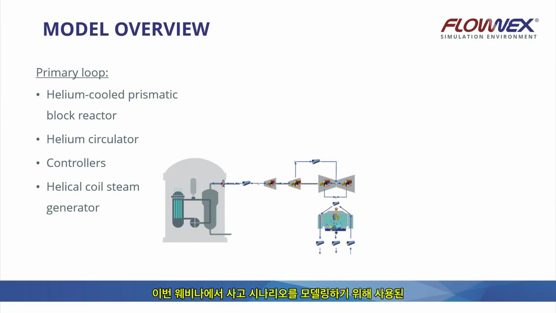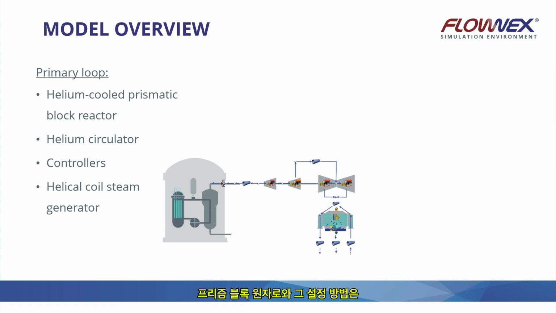The simple nuclear plant used to model an accident scenario for this model will consist of a primary loop and a secondary loop. The model was kept simple for demonstration purposes, but Flownex is capable of modeling large integrated systems, and I will show some examples at the end of the webinar. The primary loop will consist of a helium-cooled prismatic block reactor, the helium circulator, controllers, and a helical-cooled steam generator.